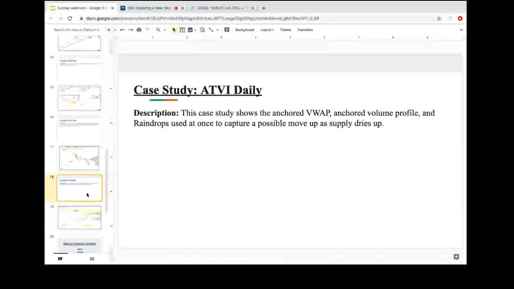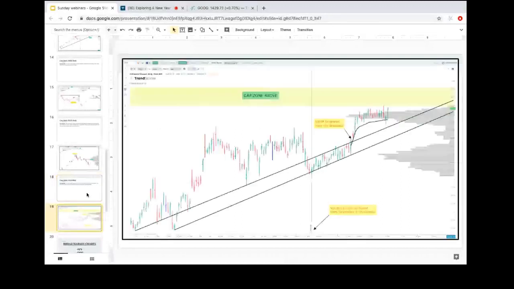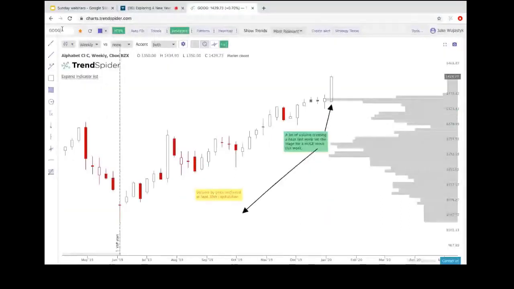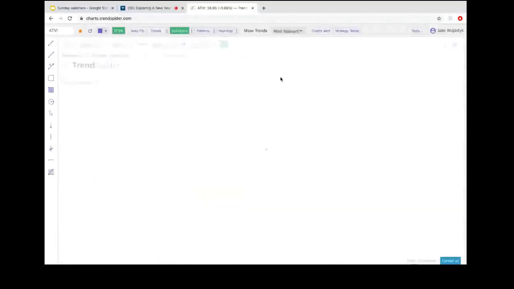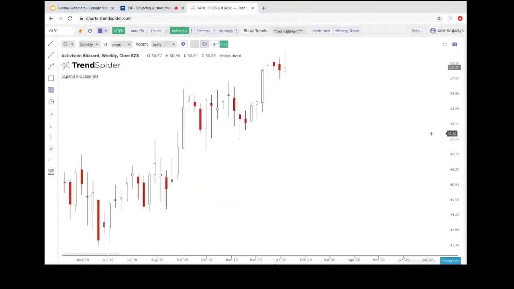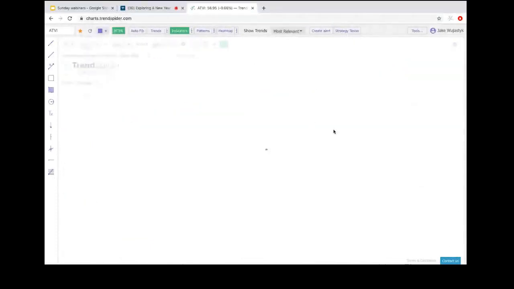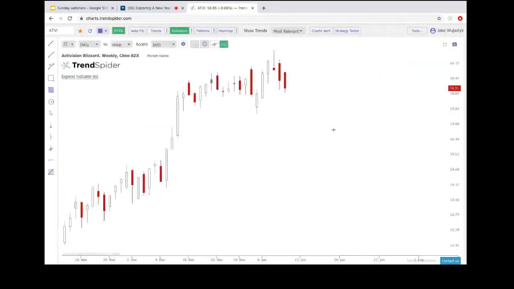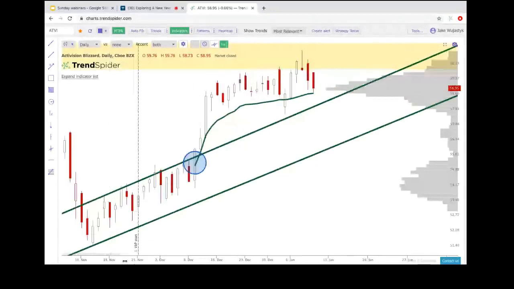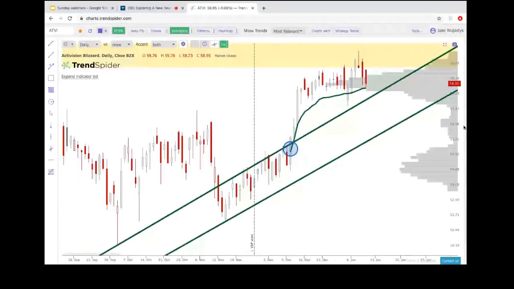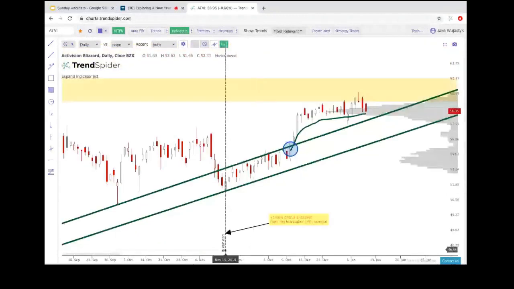Now, what you can do is use these all together, which is what I did with ATVI last week. If we go to ATVI, I made a trade on this. Was it last week or the week before? What I did was I was watching this particular point. You can see here we've got the same chart that I just had up. And what you can see here is if I anchor, kind of what I did with Google, right?